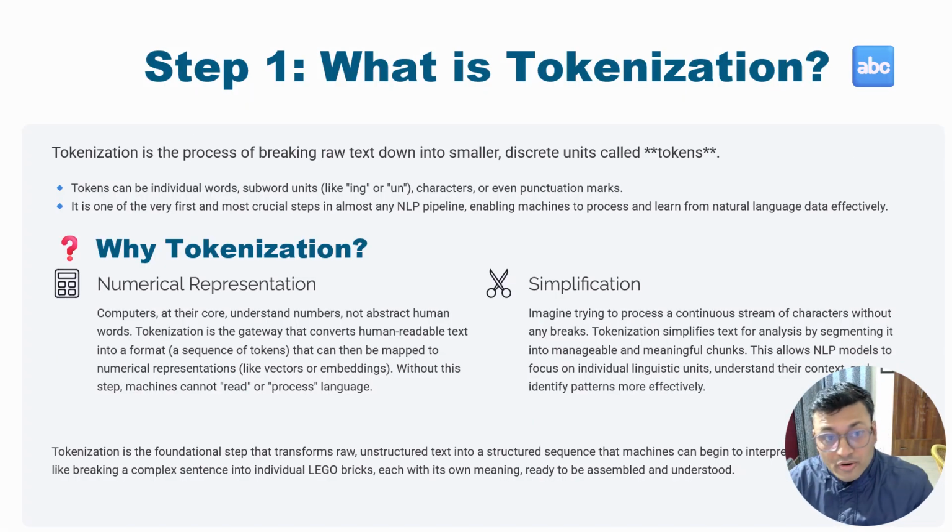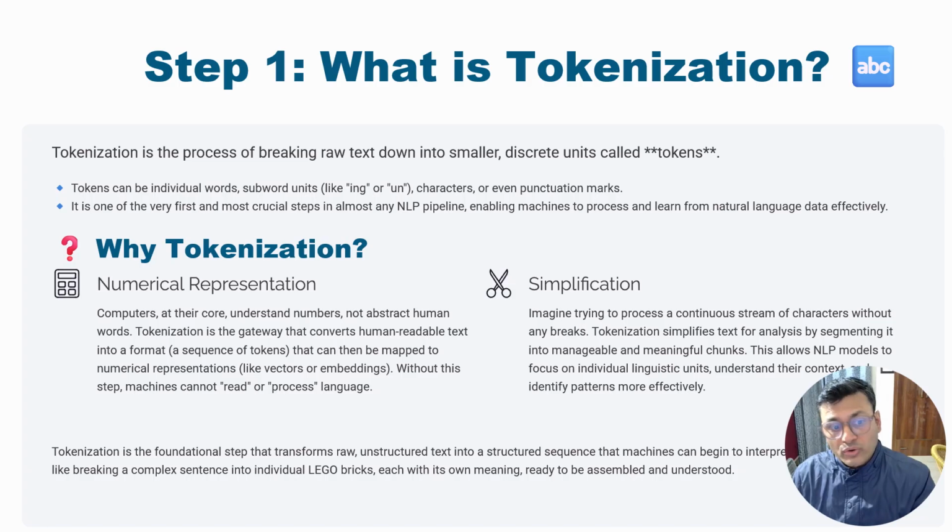The very first step we talk about is what is tokenization. Tokenization is a process of breaking raw text down into smaller discrete units called tokens. Tokens can be individual words, subword units like ing or un, characters, or even punctuation marks. It is one of the very first crucial steps in almost any NLP pipeline, enabling machines to process and learn from natural data effectively.